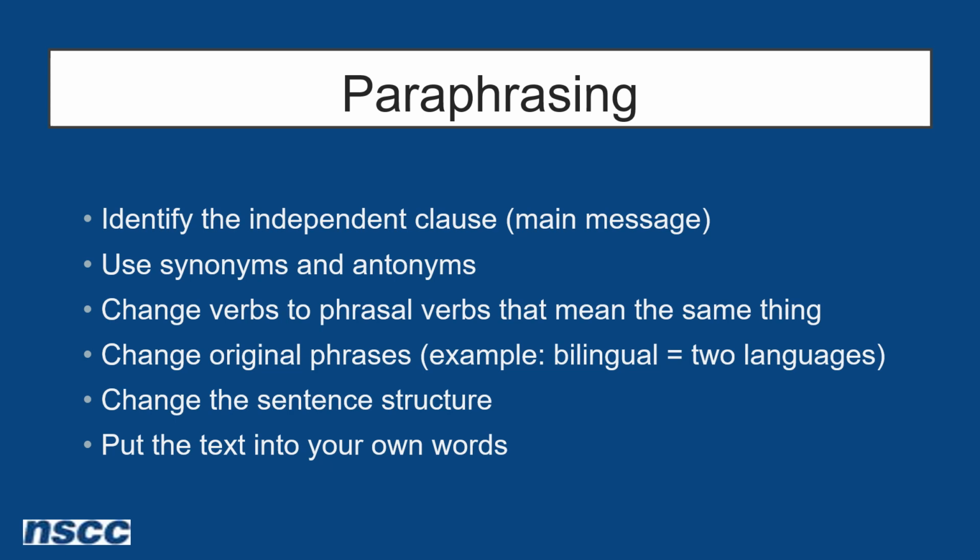We can identify the independent clause, which is the main message and can stand by itself. We can use synonyms, words that have the same meaning, and antonyms, words that have the opposite meaning. We can change verbs to phrasal verbs that mean the same thing. An example of this would be, I will collect the pizza, to I will pick up the pizza. Phrasal verbs are 2 or 3 words put together that we call idiomatic language. They can sometimes be hard to guess or understand. It is always a good idea to have an English-to-English dictionary on hand to help.